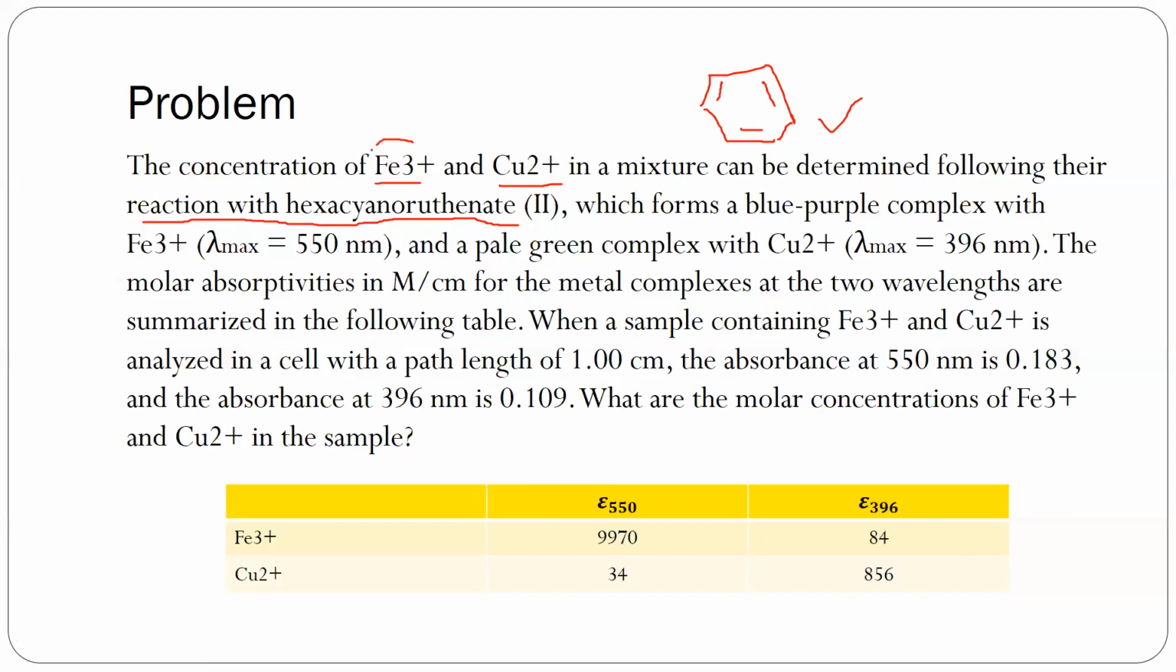So you cannot really directly have these ions to absorb UV or visible radiation. So what you do is to form a complex with a compound na kaya mag-absorb. Okay? And an example is this, hexacyanoferrate. So therefore, both of these ions form a complex. So si iron, it formed a blue-purple complex. And si copper, green naman yung itsura niya.